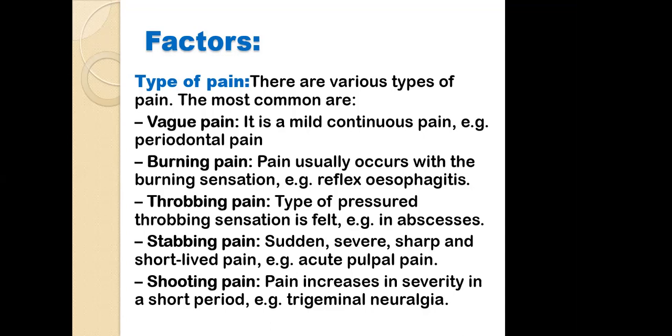This example is abscess. When you see a swelling at the periapical area and the patient is complaining of throbbing pain, then you should start suspecting an abscess, a dental abscess, or sometimes we call it periapical abscess. Then stabbing pain: sudden, severe, sharp and short-lived pain in acute pulpal pain. So acute pulpitis will be stabbing pain.